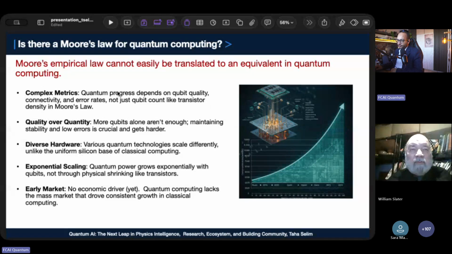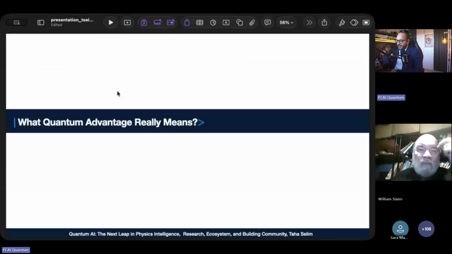Okay, so why can Moore's law not be established? We have different metrics for that. Okay, that's fine. We are going to discuss them later.